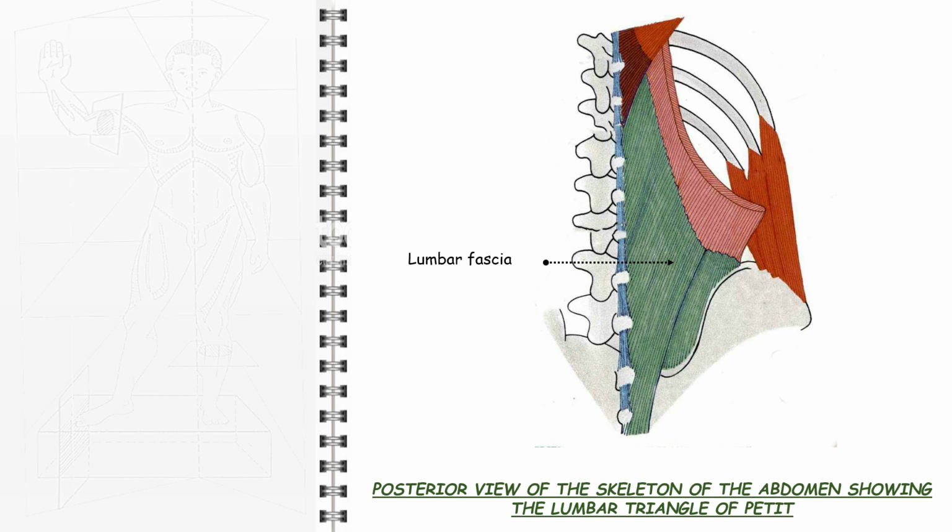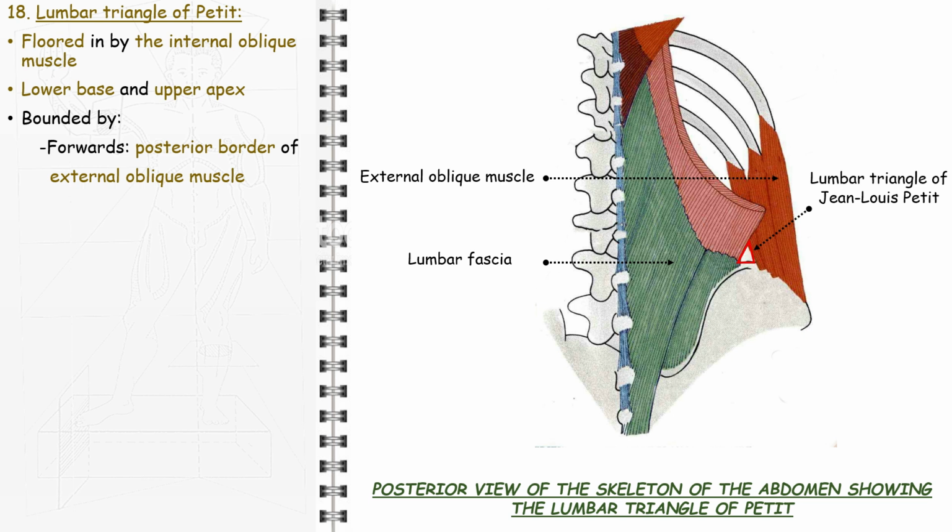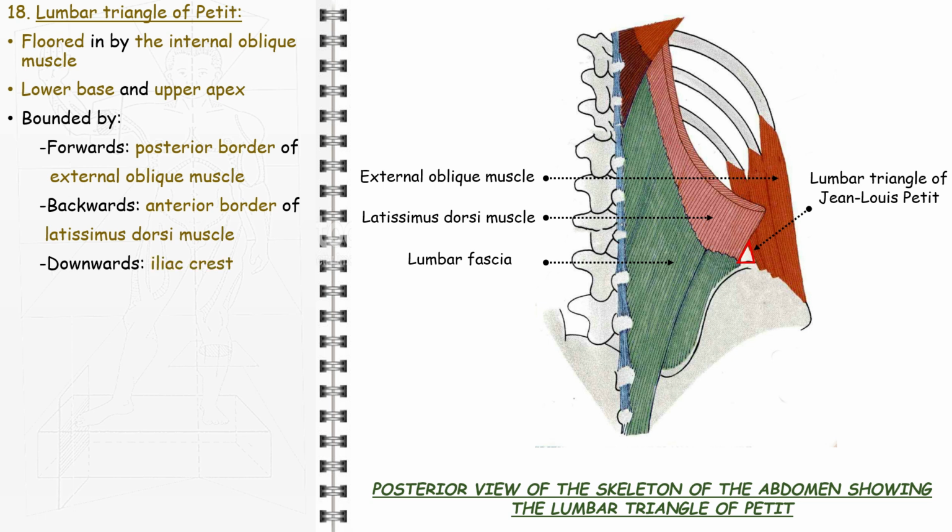Again, as in the anterior abdominal wall, the posterior abdominal wall has weakness zones useful for some surgical approaches, mainly of the lumbar fossa, but, unfortunately, they are weakness zones. The lumbar triangle of Petit is floored by the internal oblique muscle. It has a lower base and upper apex and is bounded by, forwards, the posterior border of external oblique muscle, backwards, the anterior border of latissimus dorsi muscle, and, downwards, the iliac crest. It is crossed by the gluteal rami of iliohypogastric nerve. The lumbar triangle of Petit is a weakness zone of the posterior abdominal wall.